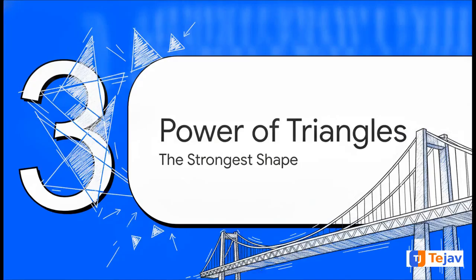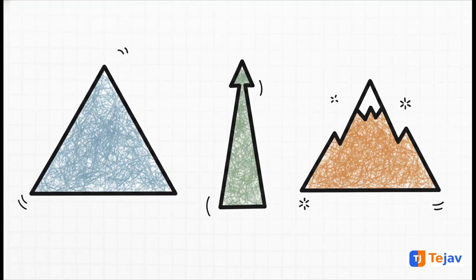Okay, part 3, the power of triangles. Quite simply, the strongest shape out there. If you've ever looked at a massive suspension bridge and wondered why it has thousands of steel triangles holding it all together, it's because triangles are the most incredibly stable shapes in structural engineering.